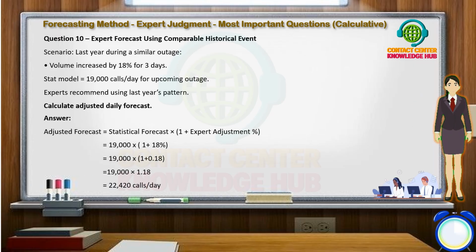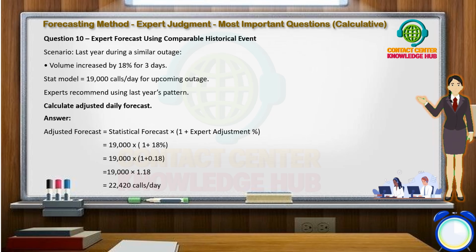And the answer is here. In this scenario, experts look at a similar outage from last year, where call volume increased by 18% for 3 days. For the upcoming outage, the statistical forecasting model predicts 19,000 calls per day. Based on the comparable pattern, experts recommend applying the same increase. To calculate the adjusted forecast, we use the standard formula. Adjusted forecast equals statistical forecast multiplied by 1 plus the expert adjustment percentage.